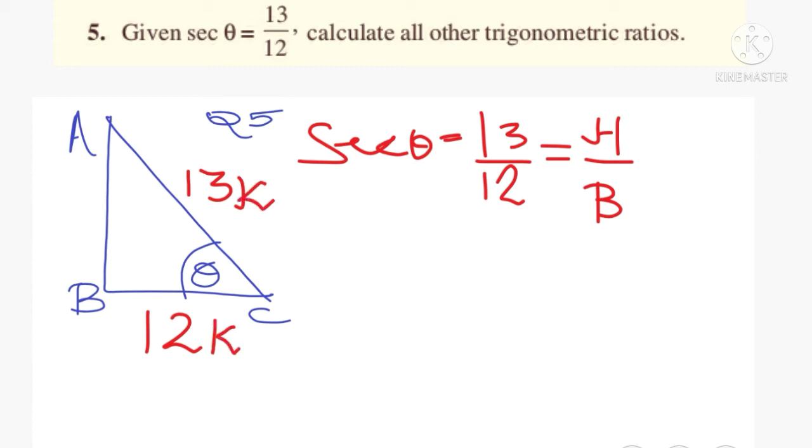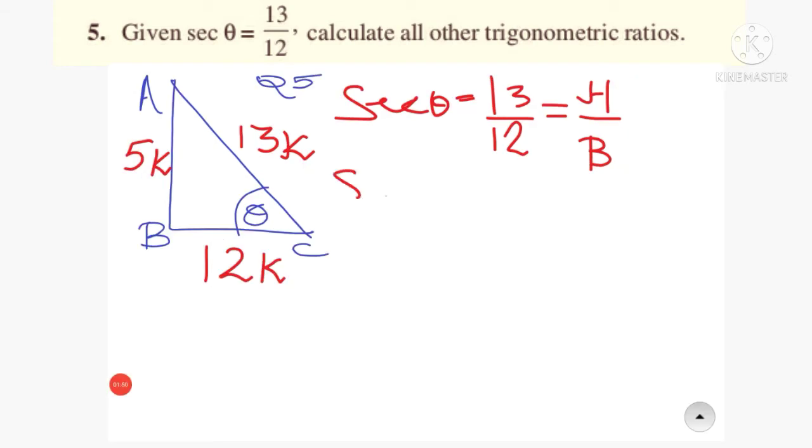And you know that the Pythagorean triplet is 5, 12 and 13. So AB will come out to be 5k. Otherwise, you can apply the Pythagoras theorem. Let us write down the values which we are required. We have to write all the trigonometric ratios.